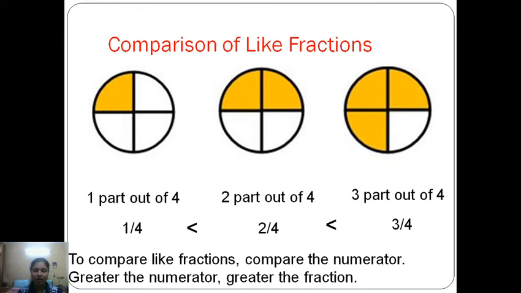To compare like fractions, compare the numerator, greater the numerator, greater the fraction. As you can see, 1, 2 and 3, these are the numerator in their respective fractions. So, which fraction is having the maximum shaded area? Fraction having the greatest numerator. So, that is why we can say 3 by 4 is greater than 2 by 4 and 2 by 4 is greater than 1 by 4. So if we are given like fractions, we just need to compare their numerator. Greater the numerator, greater the fraction. So with this, you can do exercise 6.5 question number 1.